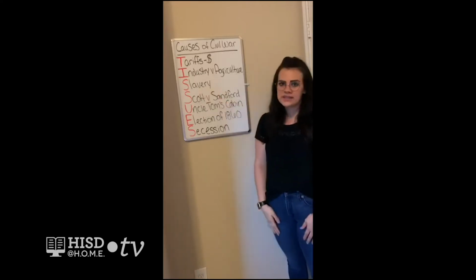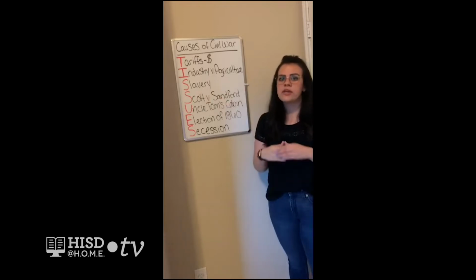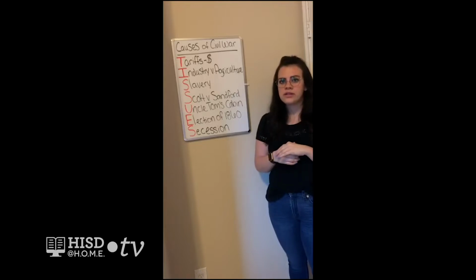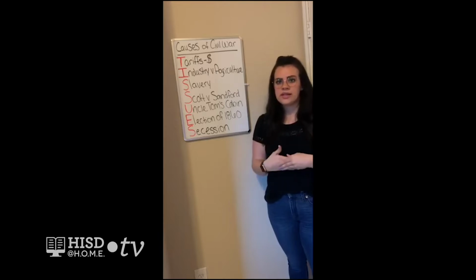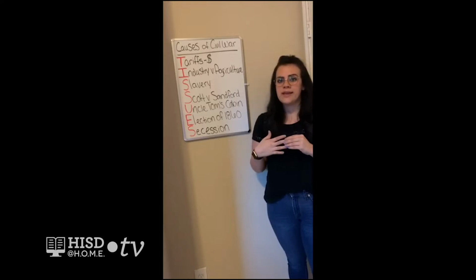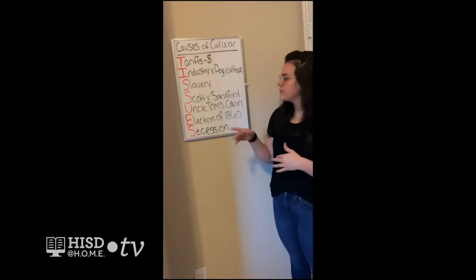S is slavery. Now we already know that both the North and the South have different viewpoints on slavery. In the South, their plantations relied on slave labor. Now in the North, we start to see groups like anti-slavery and abolitionist form, and they want to end slavery altogether. This doesn't really work with the South.